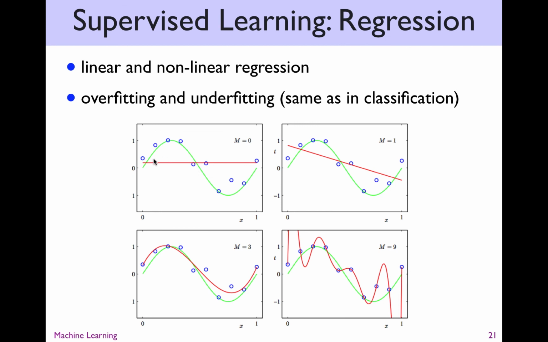And degree 0 using a single flat line and degree 1 using a single line are probably not good. But degree 9 is not good either, right? So even though it kind of matches every single data point, really it's very far off from the pattern in the data. So we'll also talk about which one is the best model in the next part.